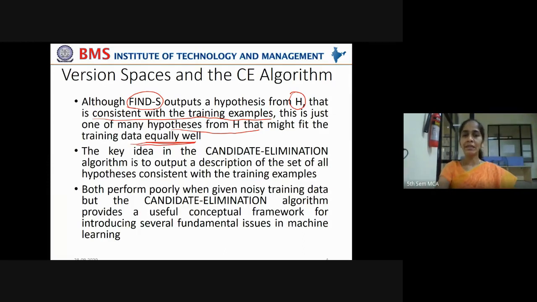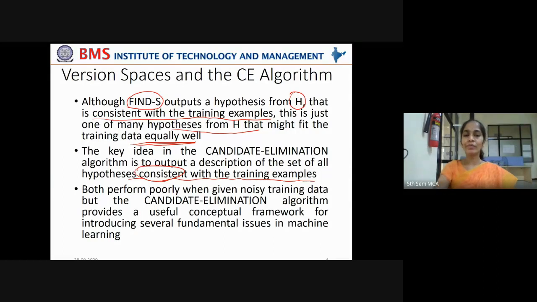Now, the key idea in the candidate elimination algorithm is to output a description of the set of all hypotheses consistent with the training examples. Understand this. Again, consistent with the training examples means that whenever you perform the candidate elimination algorithm, it starts with a large number of hypotheses which apply to that particular training set, and slowly it starts eliminating the candidates so that it arrives at a more general hypothesis that covers the entire training examples.